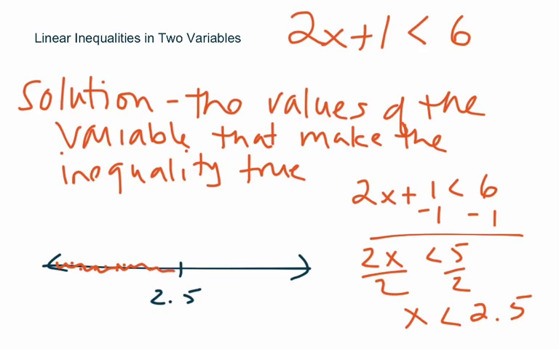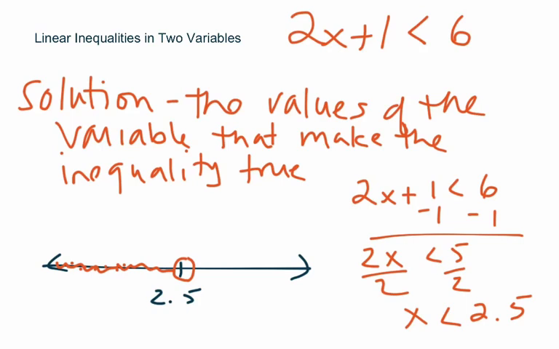Now, the 2.5 marks the boundary between the values of x that work and the values of x that don't work, or the values of x that are solutions or give us true statements, and the values of x that are false and don't satisfy the inequality. So we need to mark the 2.5. But the 2.5 itself is not included in the solution. 2.5 is not less than 2.5. And so we need a way to mark the boundary without coloring or shading the boundary the way that we do with the solutions.